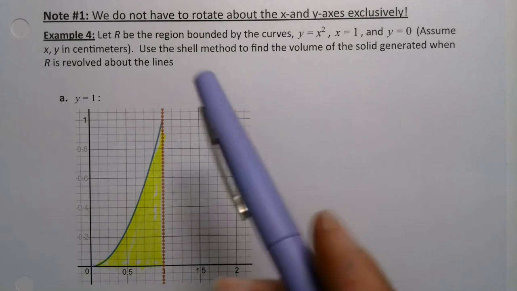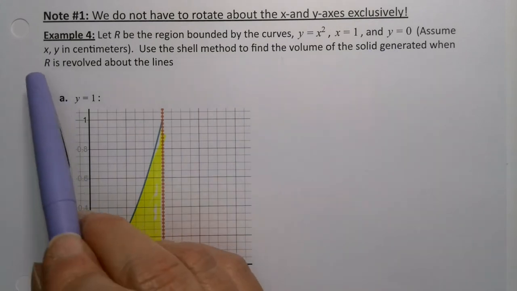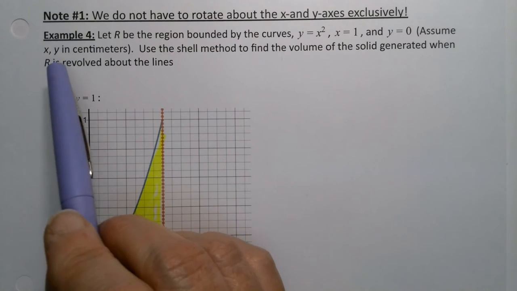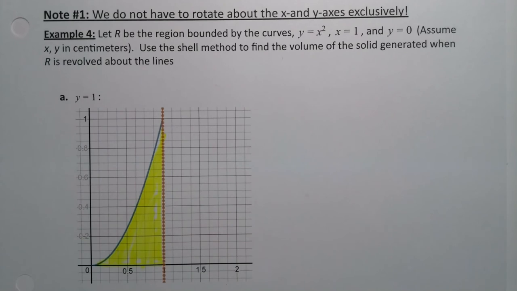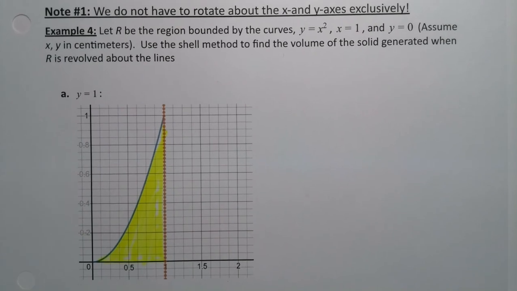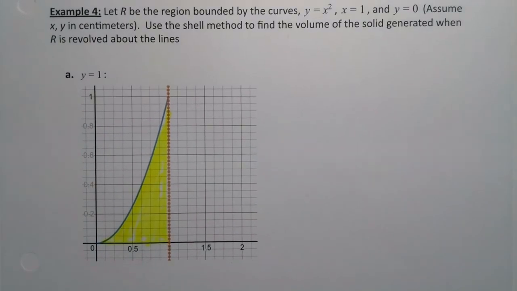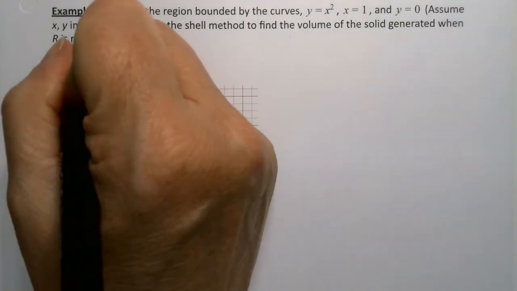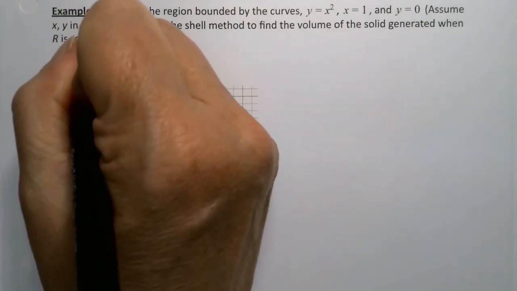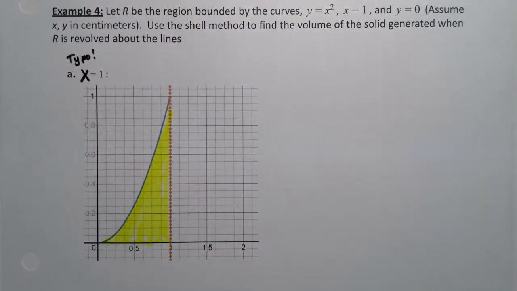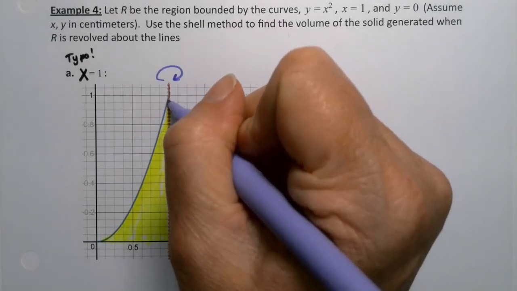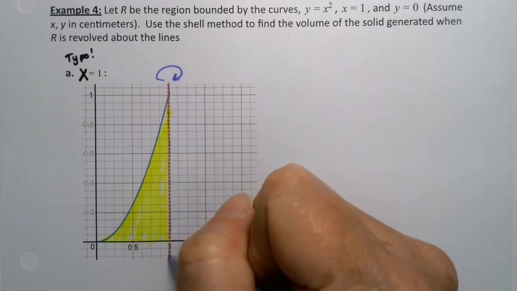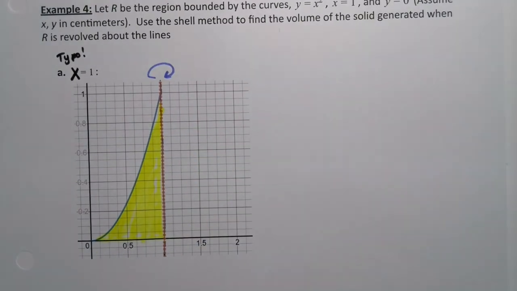We're going to use the shell method to find the volume of the solid generated when that region R is revolved around the line, and we're going to do this twice. We're going to do this once with y equals 1. Oh, that's a typo, sorry. I mean x equals 1. I'll fix that. That's because this is the one I have drawn here. So x equals 1 was what I was intending here. So we're going to rotate this way around the line x equals 1 right there. So that's our axis of revolution or axis of rotation.